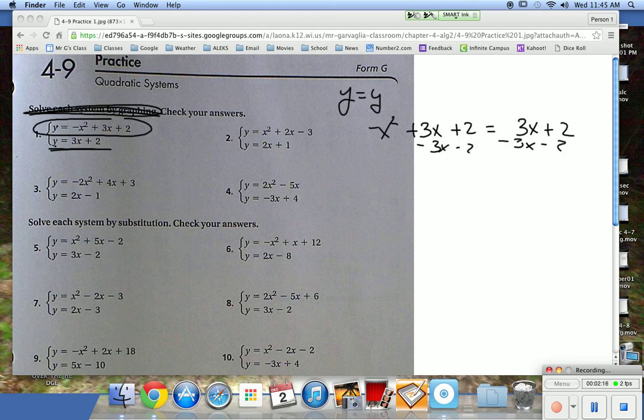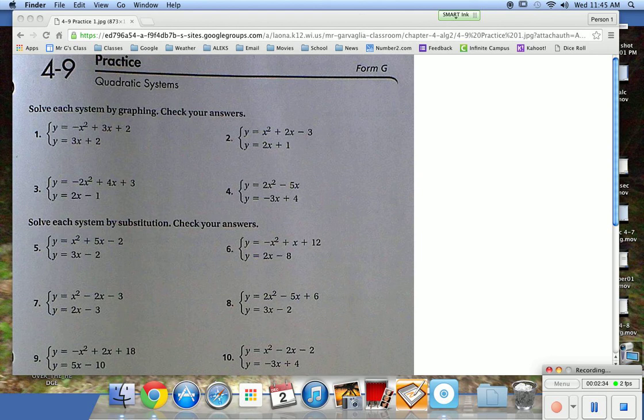What are we going to end up with? x squared minus x squared equals 0, right? What's x squared then? 0. So x equals 0. That one was pretty easy. Let's take a look at number 2 here.